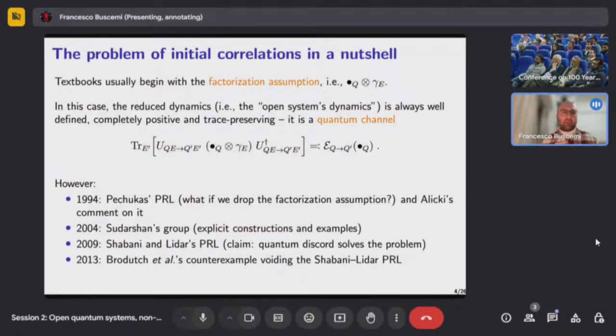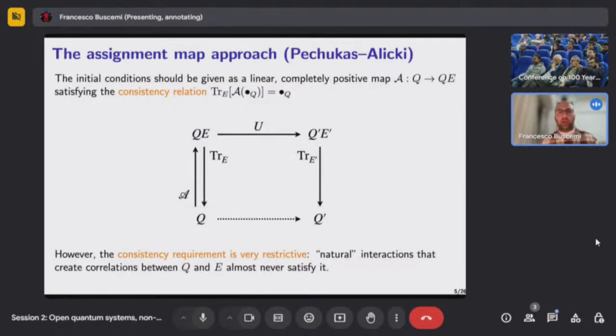So somehow this idea of dealing with initial correlations between system and bath has resulted in a somewhat complicated set of works. And I would like, first of all, to look at the historical approach to solving the problem of initial correlations, and then at another possible approach, which makes things a little bit easier to understand and a little bit more general.